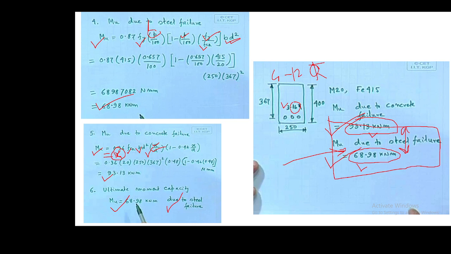Four bars we can take, 12 dia we can take. Such a permutation and combination we have to do, and we have to come up with the solution where the mu calculated by concrete failure and the mu calculated by steel failure are near to each other. Earlier it was a very tedious process to calculate with each repetition, but now there are softwares that can do these calculations in seconds.